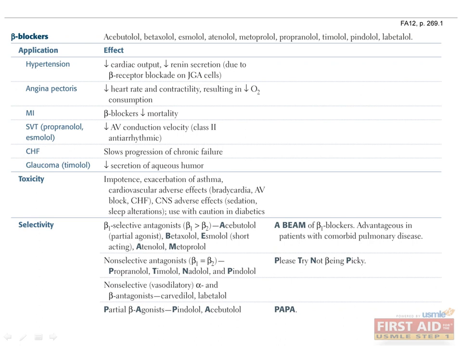Non-selective antagonists have equal effects on beta-1 and beta-2 and include propranolol, timolol, nadolol, and pindolol. Most of these have a first letter of N or later in the alphabet, for non-selective. An alternative mnemonic is "please try not being picky." Non-selective alpha and beta antagonists include carvedilol and labetalol. And finally, partial beta agonists include pindolol and acebutolol.